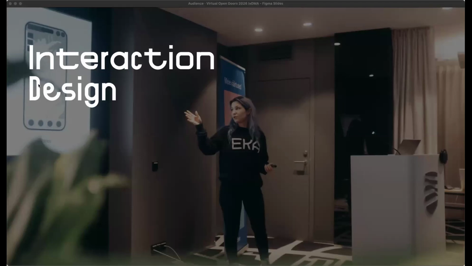So this is our approach, and this is how we define interaction design today. It's not just about technology, it's actually much wider. But of course, technology can be a very big part of it.